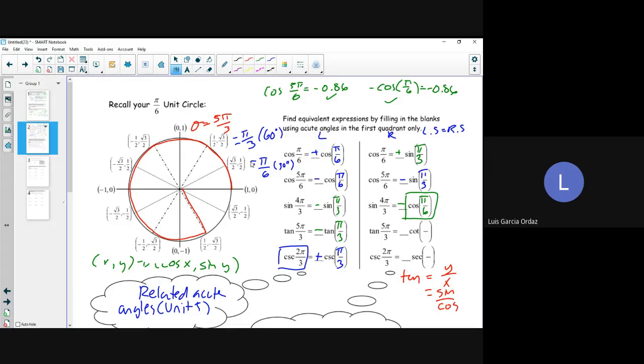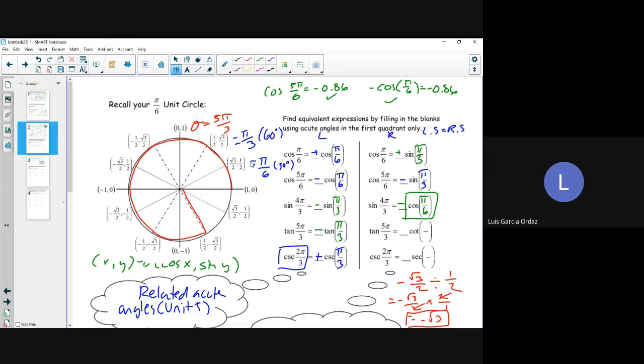Okay? So we have our sine as negative root 3 over 2 and our cosine as 1 over 2. So we just have to divide them. So we have negative root 3 over 2 divided by 1 over 2, which is equal to negative root 3 over 2 times 2 over 1. And that gives us what? Negative root 3. Oh my bad, that's why I was confused.